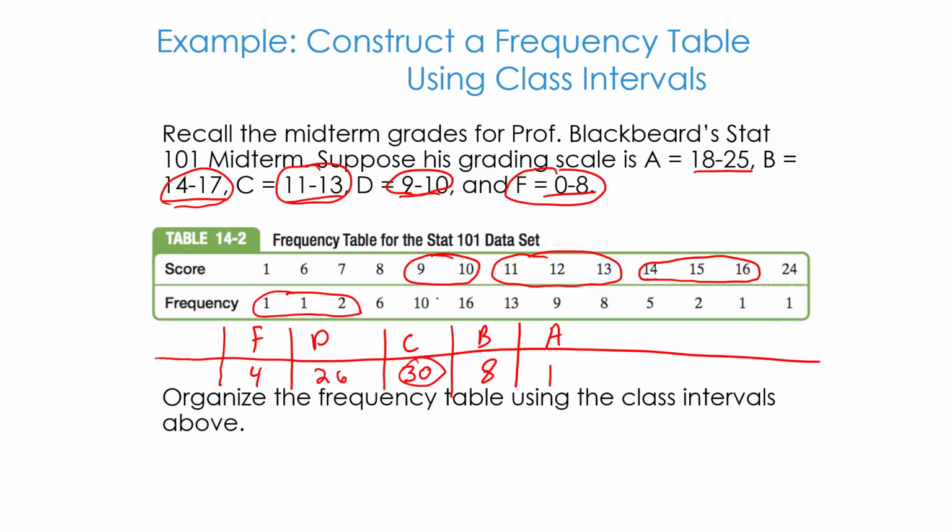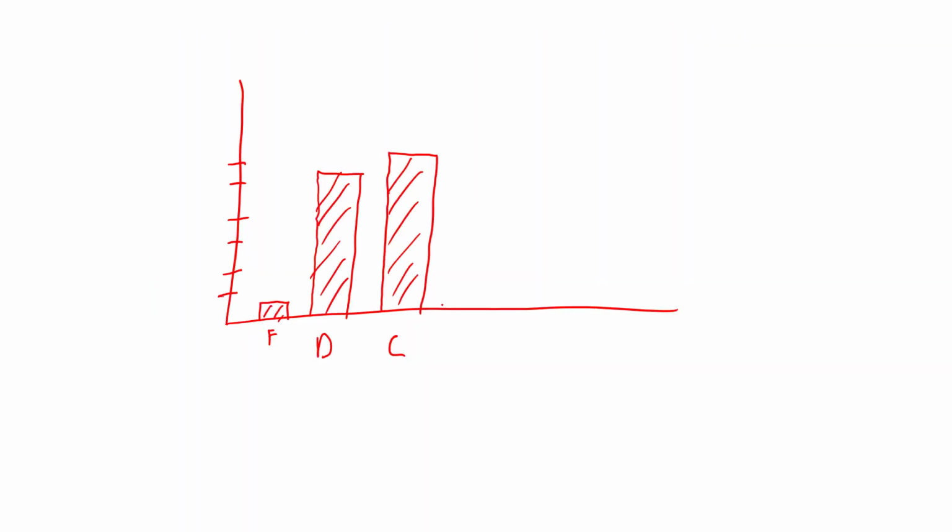And then B, we have 8. So here, before we get to the 10, we stop, and that would be the B bar. And then there's only 1, so we need a 1/5 of the way up for the A's. And so what we have here is a bar graph for the grade distribution.